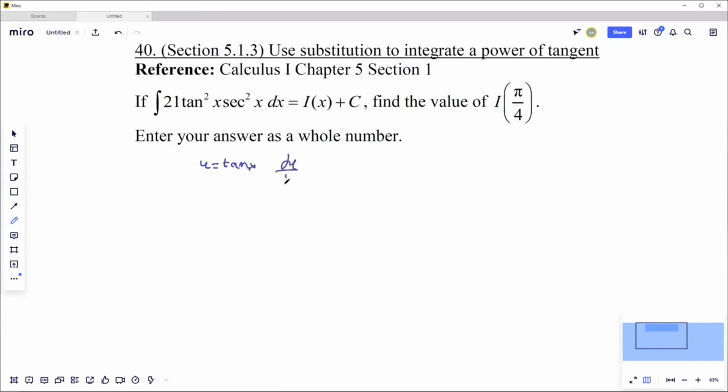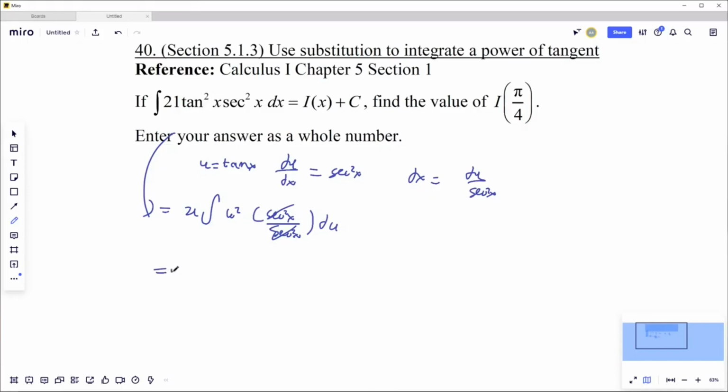Now du over dx gives you secant squared of x, which is why it's useful, because those two divide when you do this, of course. dx is du over secant squared x, and this is where they divide. So 21 times the integral of tan squared, we said tan x is u, so u squared, times secant squared x over secant squared x, which I got from here, times du. These cancel, so we're back to square one.